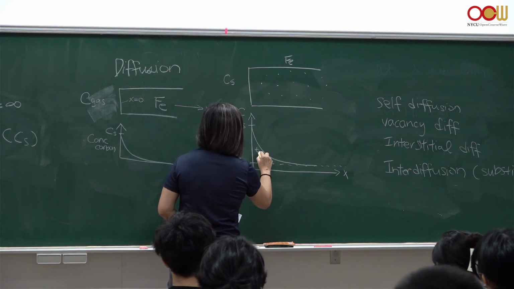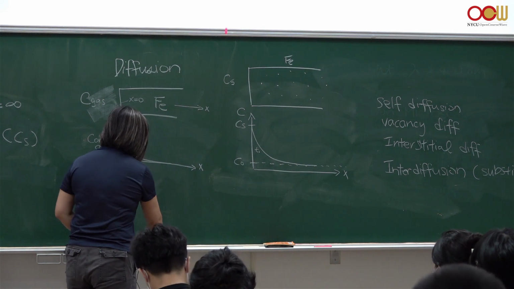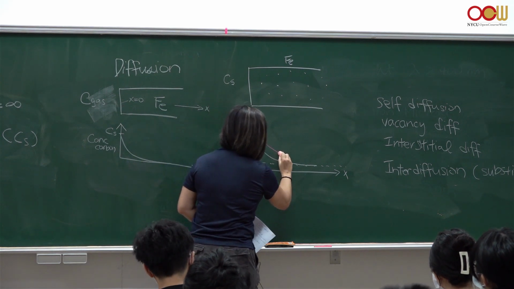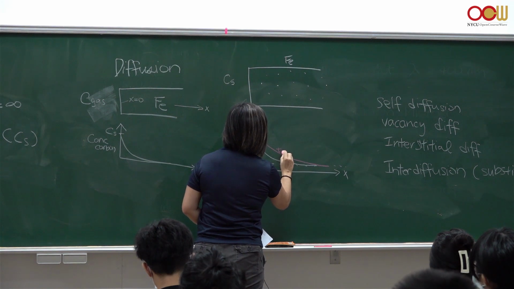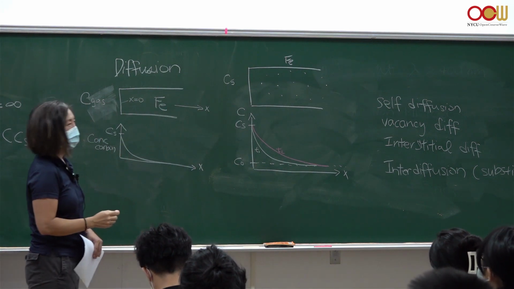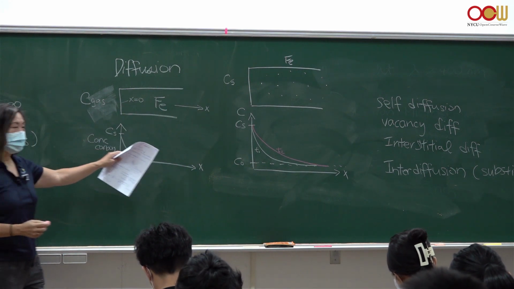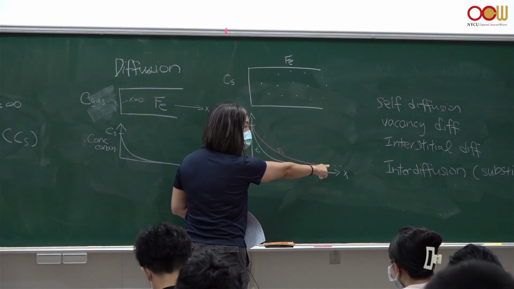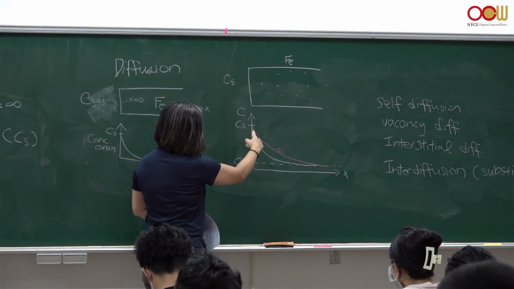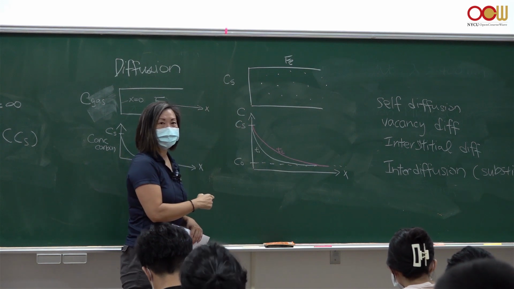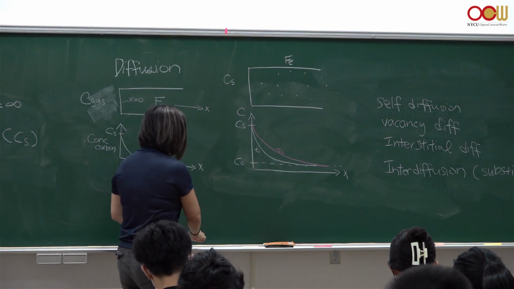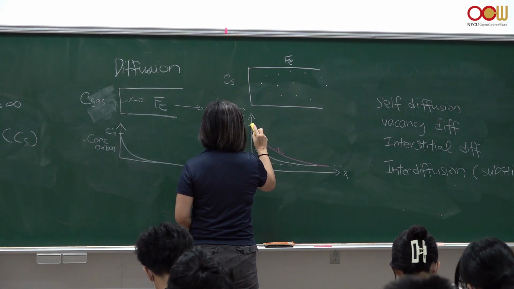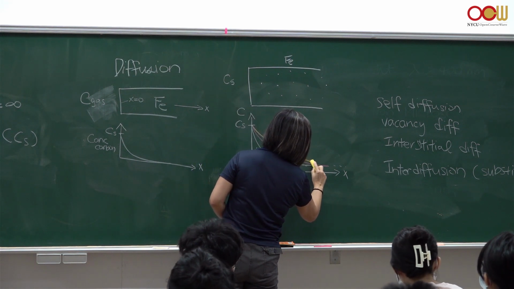So at T1, it'll look like this. If you give it more time, it might look something like this. So this is T2. So T2 is greater than T1. Still, your surface concentration doesn't change. It always starts at CS. It always ends up at C0. But in between, your concentration will change. Okay, and then if you give it even more time, still start at CS, something like that.